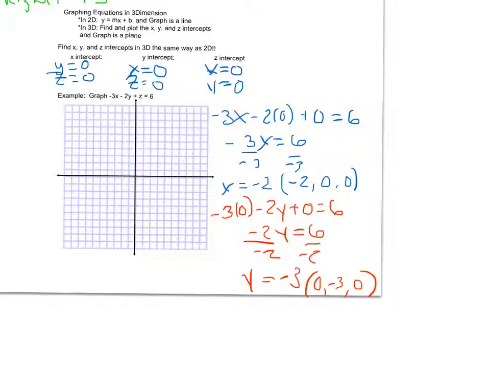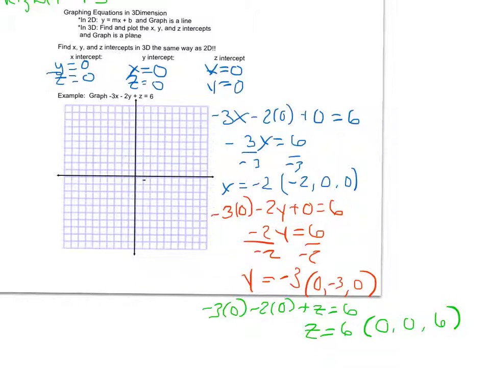And then finally, doing the same thing for my z-intercept. For my z-intercept, I'm going to rewrite my equation with 0 in for x and 0 in for y, giving me negative 3 times 0 minus 2 times 0 plus z equals 6. Everything drops away except for z equals 6. What does that mean? That means when I plugged 0 in for x and y, I got a z-intercept of 6.